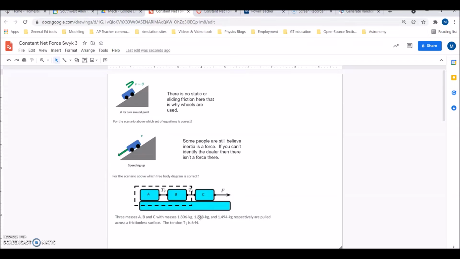Maybe that's the answer. Or maybe it's not the answer. Maybe they want you to know what T2 is. Well, then draw another force diagram. You now know what the acceleration is, solve for T2. Or maybe we want to find this force. So draw another force diagram. You know what the acceleration is now, and solve for the force. So that's how I would go about solving this problem.